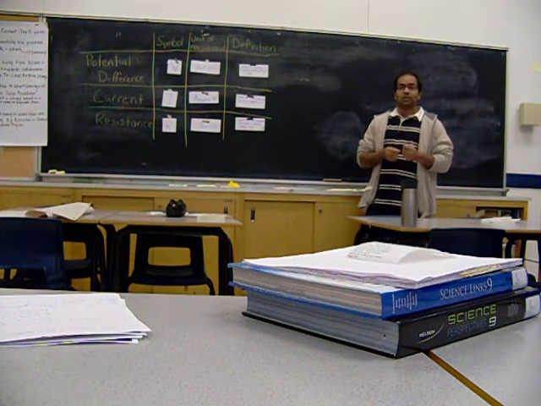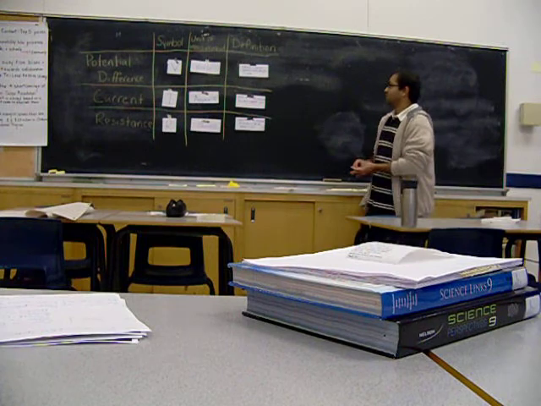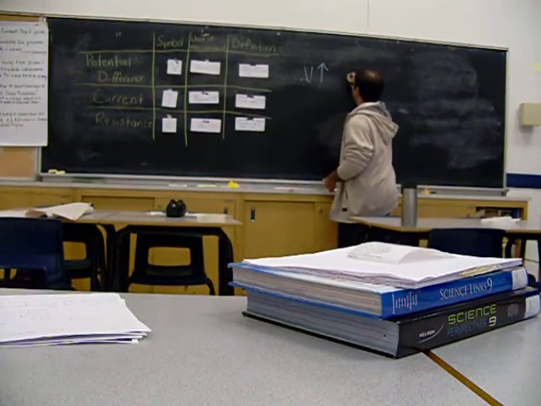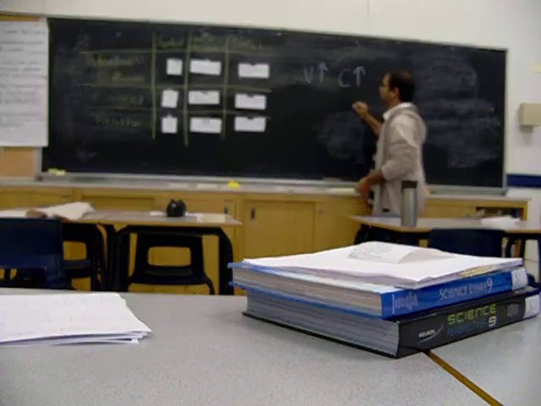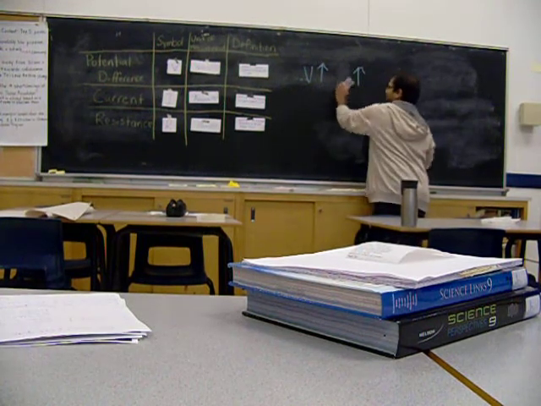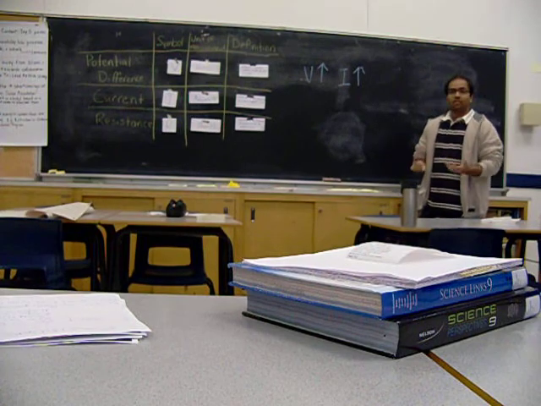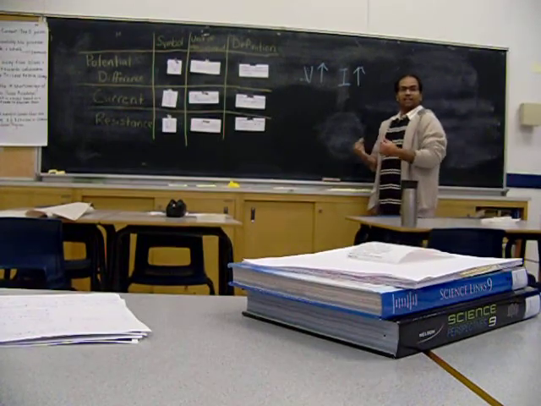So what he noted was that when he set up a circuit and measured the voltage, he also saw a concurrent increase in current. So as voltage increased, current increased.